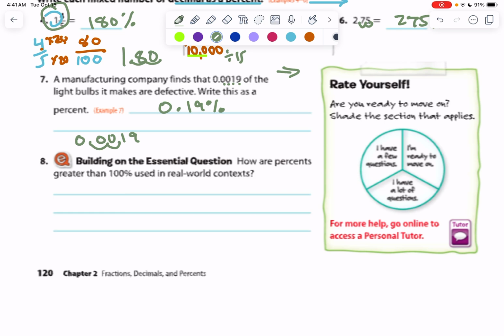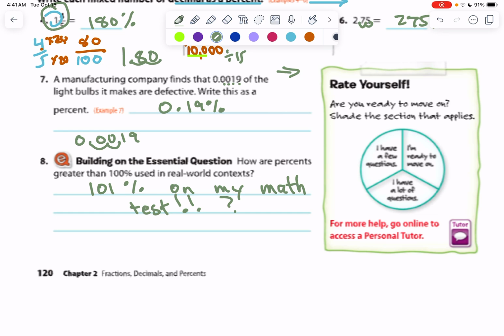So how are percents greater than 100% used in real-world context? Well, I got a 101% on my math test. Yay! How is that even possible? Well, I did the extra problem at the bottom that was really hard and got it right.